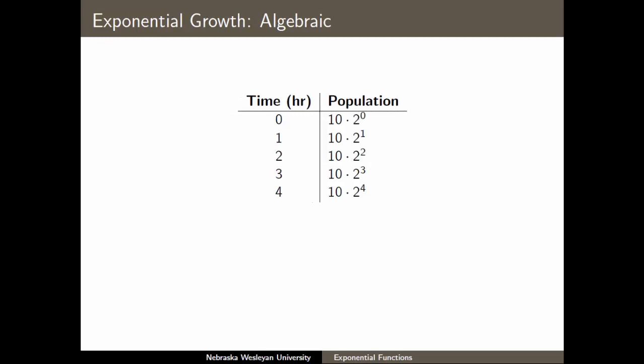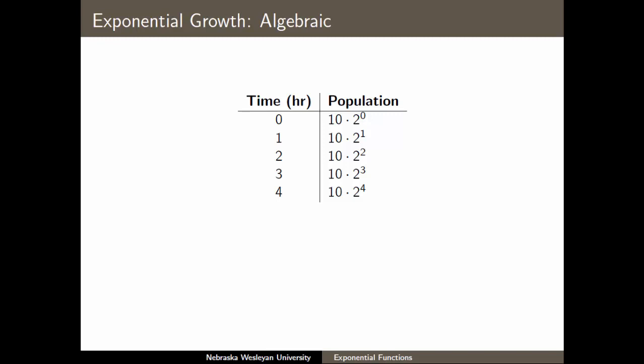A more concise way to write down that repeated multiplication is to use exponents. So at time 0, we've multiplied by 2 no times, so that's 2 to the 0. At time 1, we've multiplied the initial 10 by 2 only 1 time, so that's 2 to the first power. At time 2, we take the initial 10 population that we started with, and we multiply by 2 a total of 2 times, so that's 2 squared, and so on for the other columns.